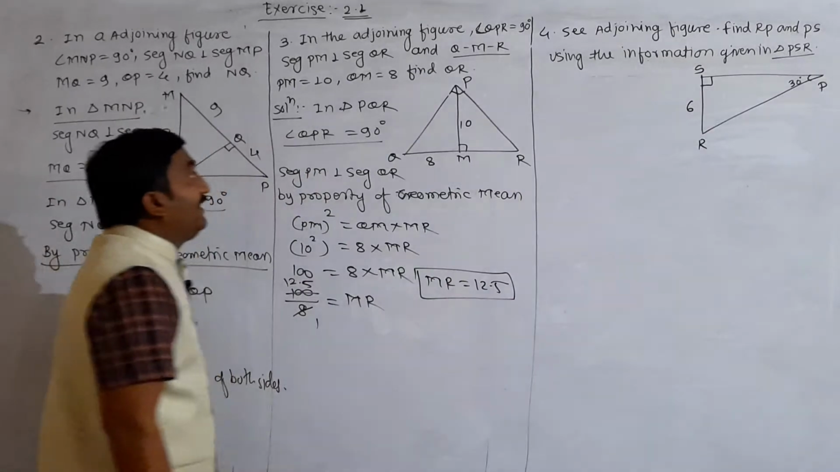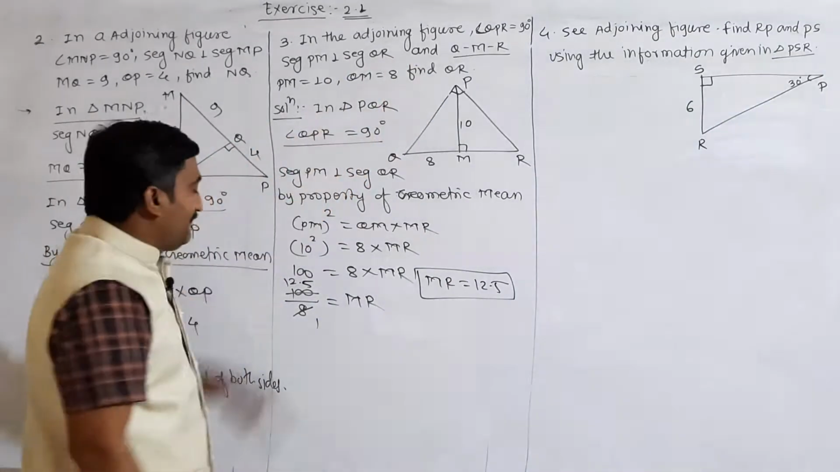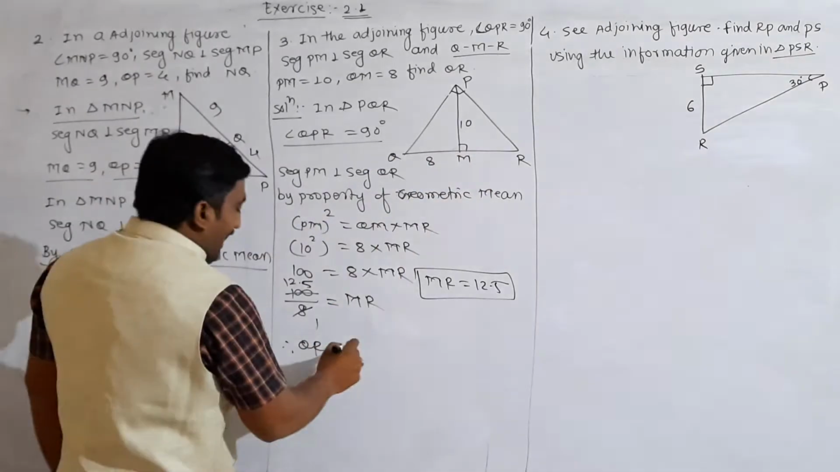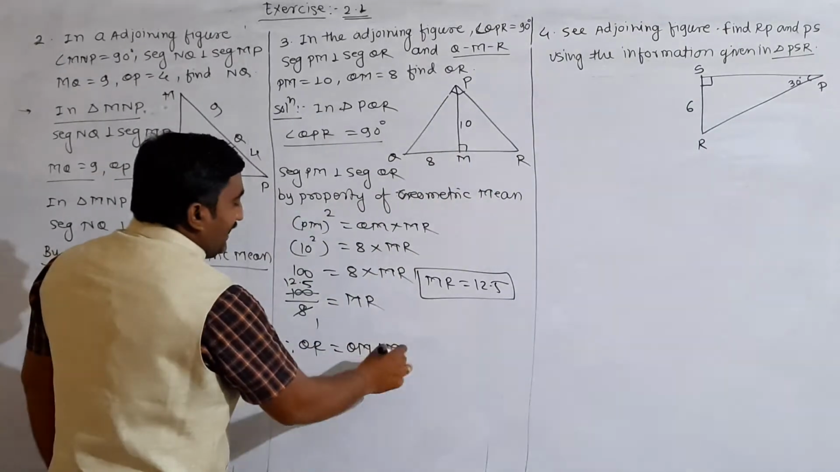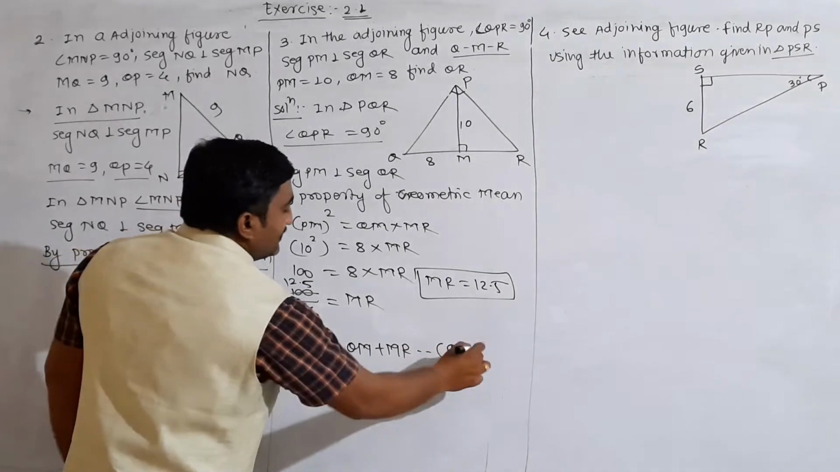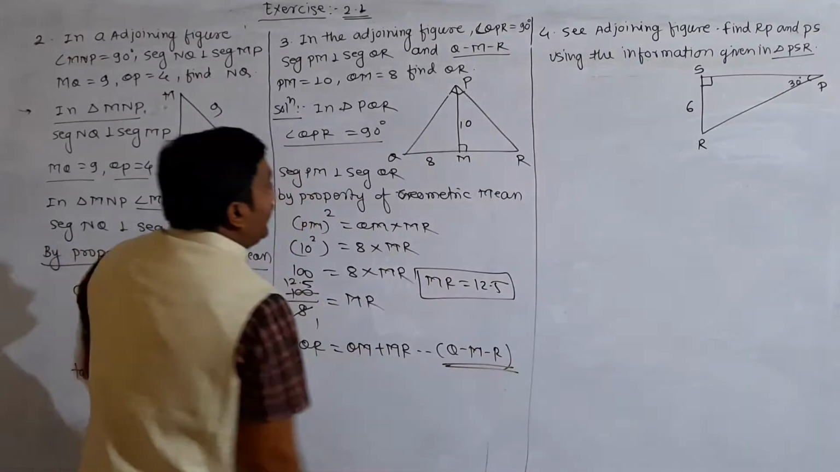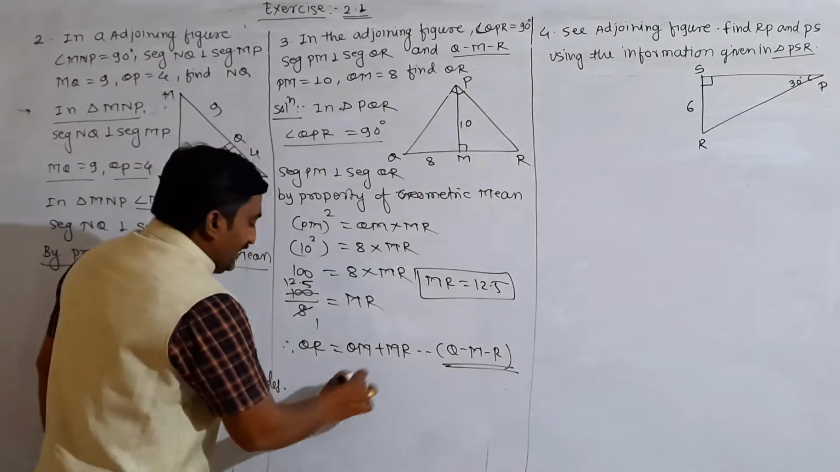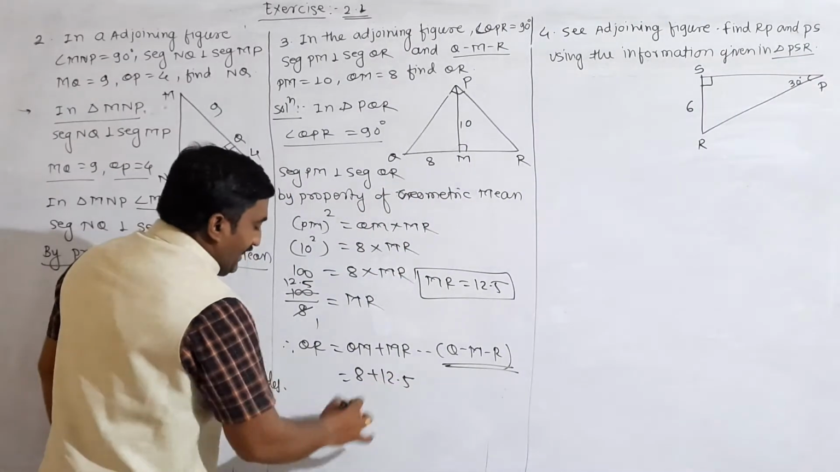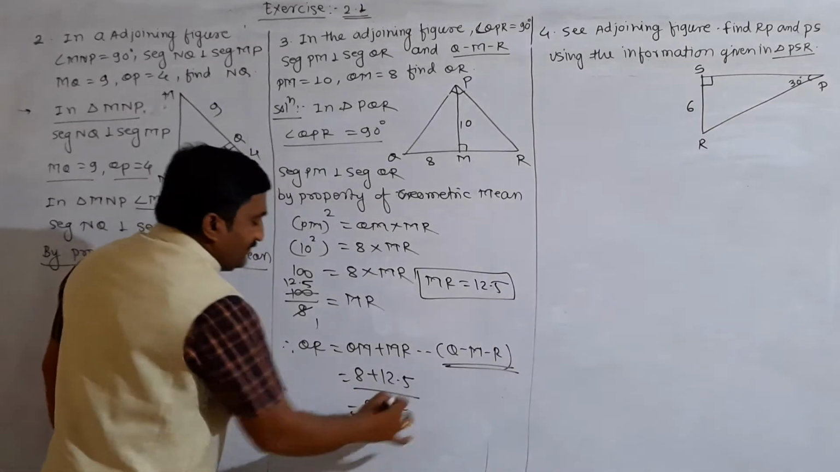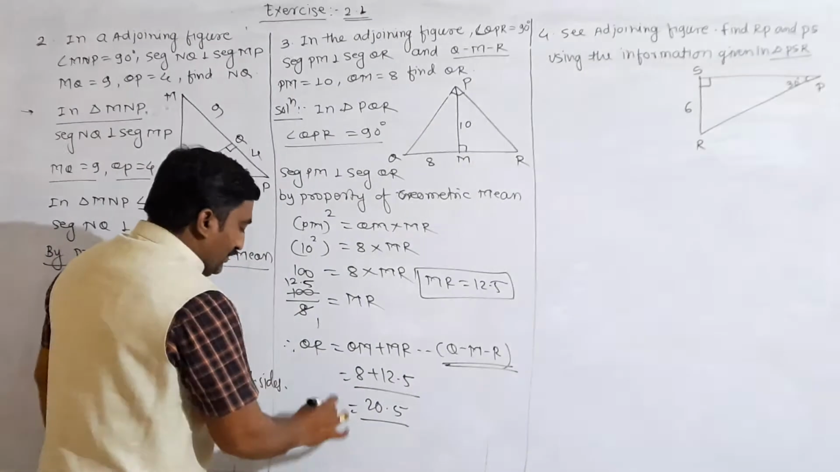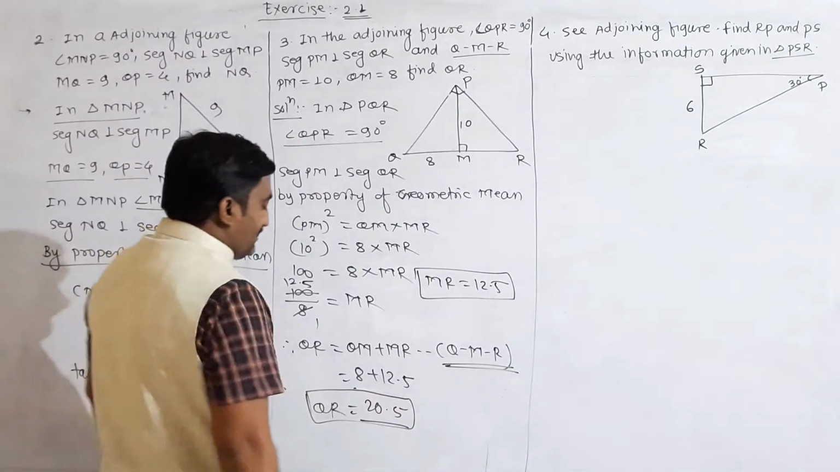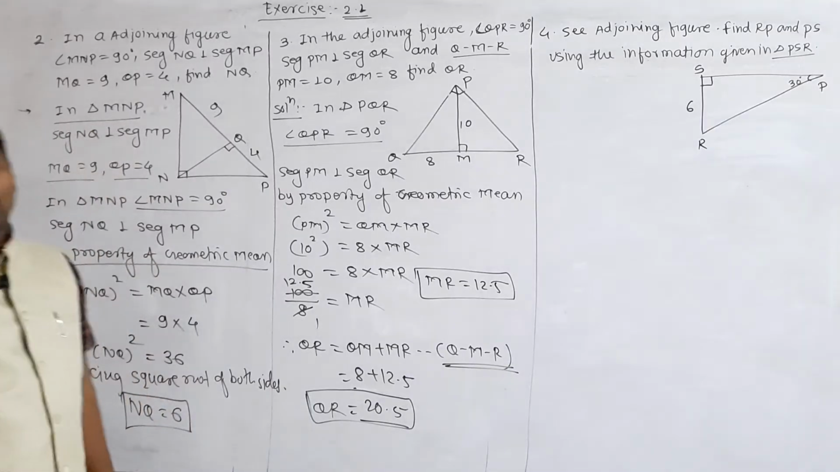But remember that here we have to calculate QR. Then QR is equal to QM plus MR, because these 3 points are collinear. QR is equal to QM plus MR. Then QM is 8, MR is 12.5, 8 plus 12.5 is 20.5. Therefore QR is equal to 20.5. This is the solution of the given problem.